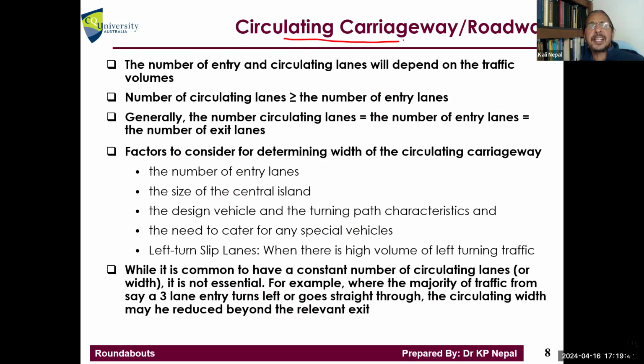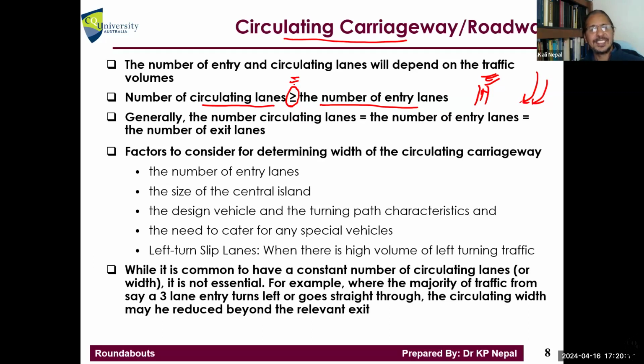So, the circulating carriageway: how many lanes for circulating traffic around the roundabout? Usually the number of circulating lanes must be greater than or equal to the number of entry lanes. So if the entry is 1 lane going in, there should be only 1 circulating lane. I have seen some roundabouts with 1 entry lane and 2 circulating lanes, but that's also not confusing. It is okay to provide, but it's better to provide the equal number. Equal is better all the time.